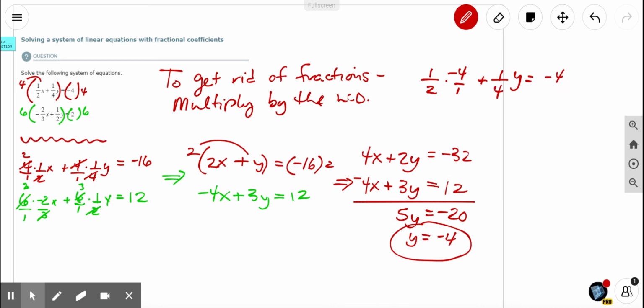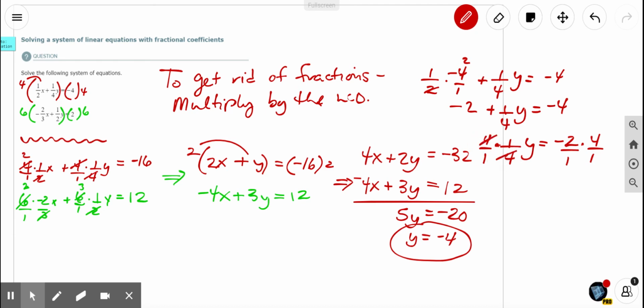So 2 goes into negative 4 twice. So we got negative 2 plus 1/4 y equals negative 4. Now I could multiply everything by 4 right here, I'm not going to because I'm not afraid of that fraction. I'm going to add 2 to both sides and I'm going to get negative 2. Now to get rid of this fraction, you multiply by the reciprocal. That's probably the best advice I could give you to get rid of fractions. Multiply by the reciprocal. This will cancel and look, you get y equals negative 8.